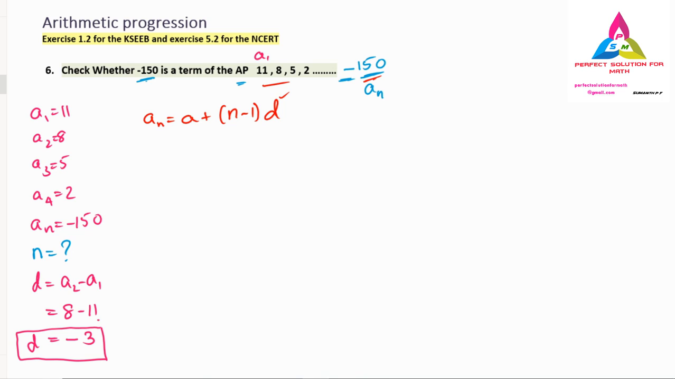So the an value we have taken, that is, let minus 150 be equal to an. So we have to write down that minus 150. What is the a value? The first term is nothing but 11 plus n value, we don't know, that only we have to find. The d value is nothing but minus 3, so minus, it is in a bracket.